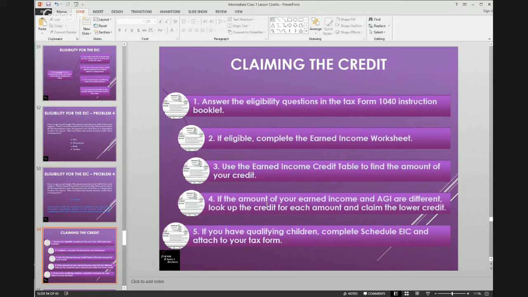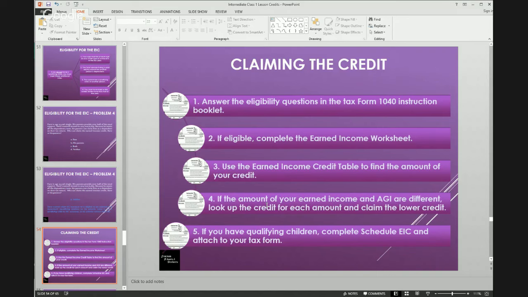Claiming the credit. In order to claim this particular credit, you would answer eligibility questions in the tax form, and it just asks the specific eligibility questions. You would complete the earned income worksheet. The earned income worksheet table would show you the amount of your credit. If your earned income and your AGI are different, you would look up the credit for each amount and you would actually claim the lower credit.